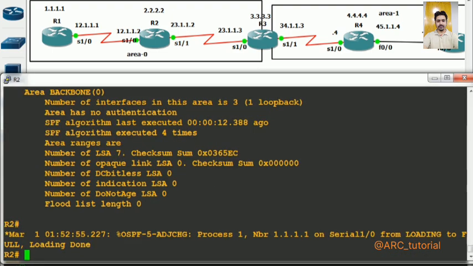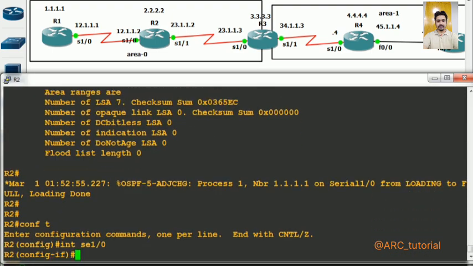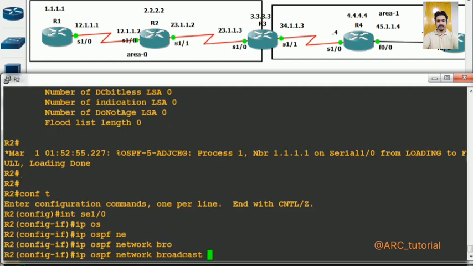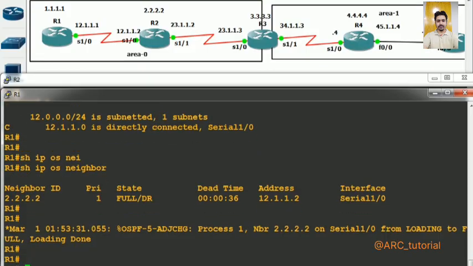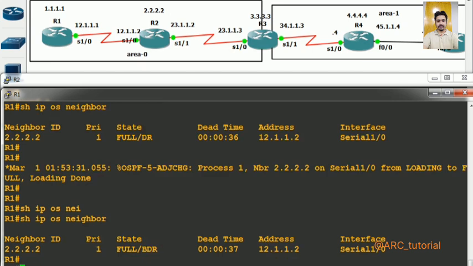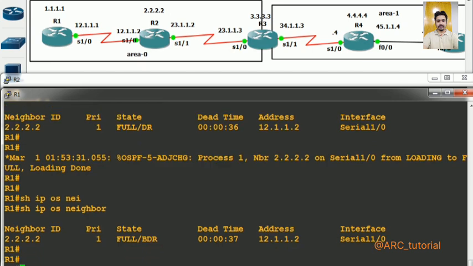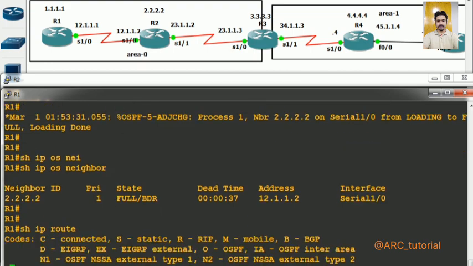So move on R2 now. On serial 1/0 also I'm going to configure IP OSPF network type as broadcast. This time they will perform DR and BDR election so that they will form neighborship, because R1 was already elected as DR. And now R2 has immediately been elected as BDR, and now it has formed a neighborship with R1. Show IP route, all routes must be there.